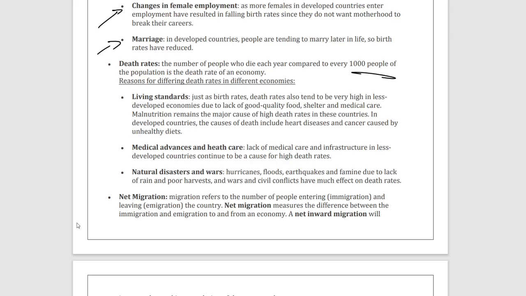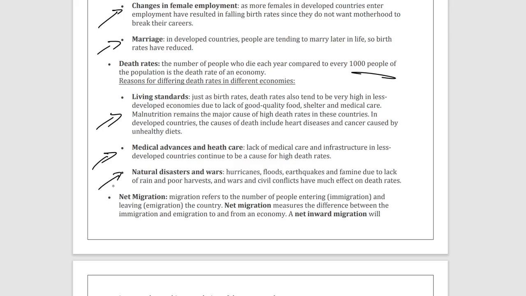What are the reasons for differing death rates in different economies? The first one is living standards. Here we talk about the availability of food. If food is not that available, people will die faster. They'll get malnutrition and so forth, and that will mean high death rates. Medical advances also link with living standards, because countries that have hospitals and healthcare available will have less chance of dying.